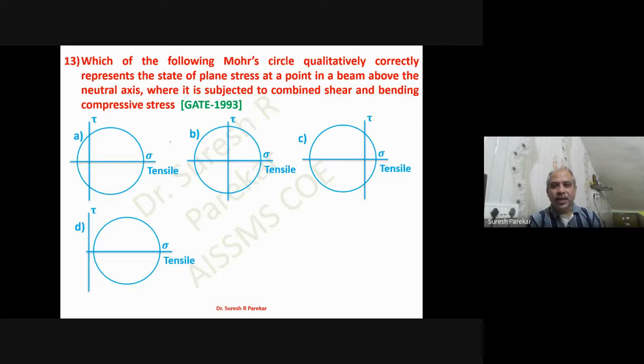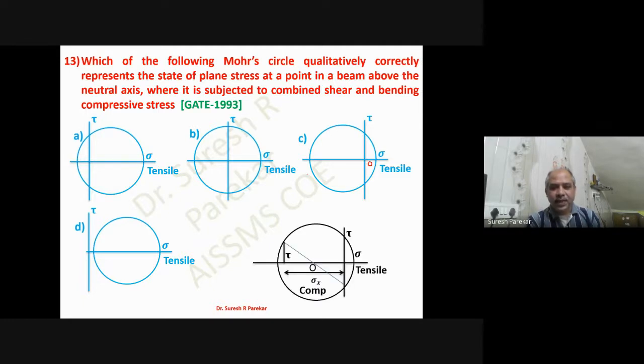Then, which of the following Mohr's circles qualitatively correctly represents the state of plane stress at a point in a beam above the neutral axis, where it is subjected to combined shear and bending compressive stress? As we have compressive stress, this will be the origin, and obviously we have to plot on the left, and therefore we go with option C. You can see compression is towards the left, because tensile is given on the right, which means compression is towards the left. So the answer is C.